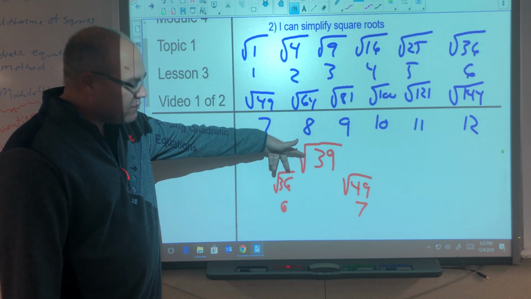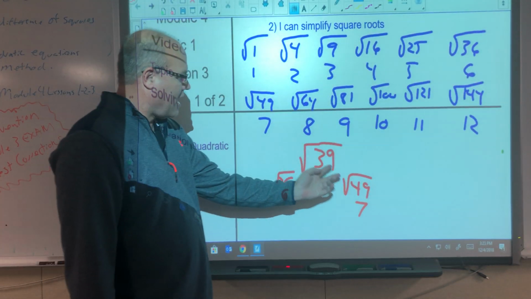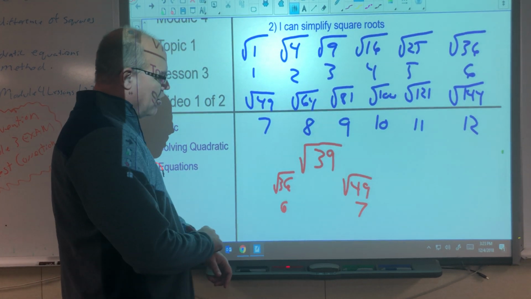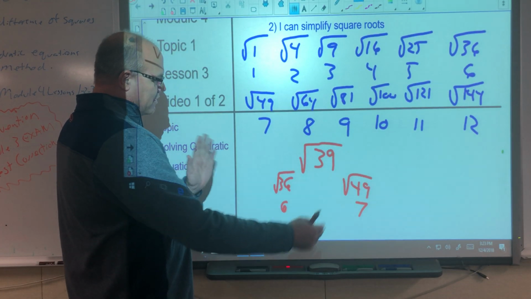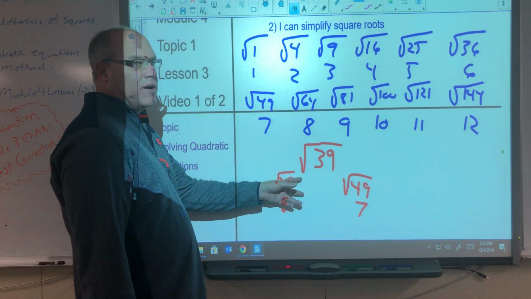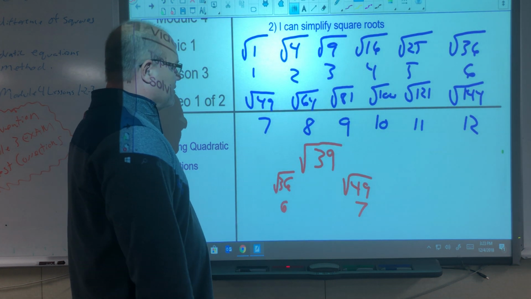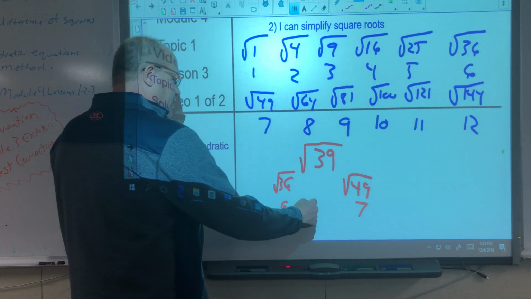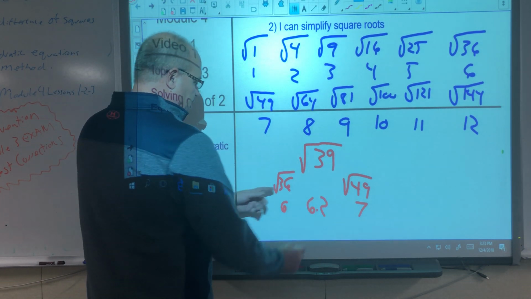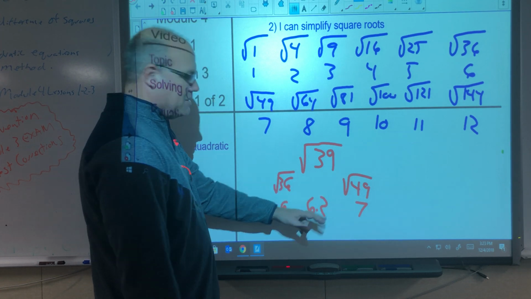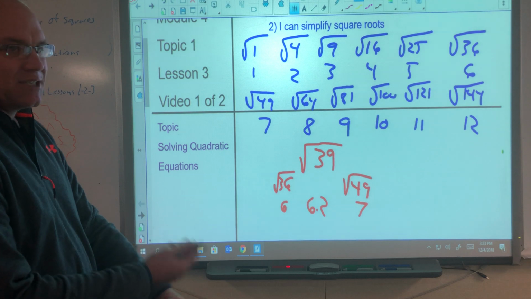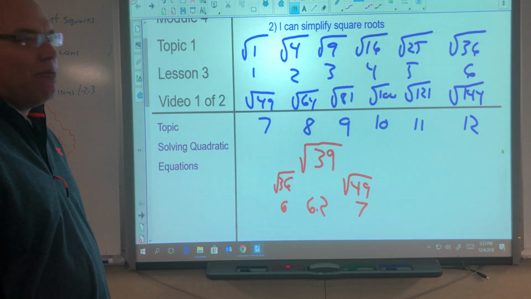Well, 39 is only 3 away from 36. 39 is 10 away from 49. So you're looking at a spread of 13 and only 3/13 away. So if I was to estimate that, I'd probably say about 6.2. We know it's closer to 6 than it is 7, so maybe 6.2 would be a good estimate. Okay? And I'm not going to lose sleep if you say 6.3 or 6.1. I just want you in the right ballpark.